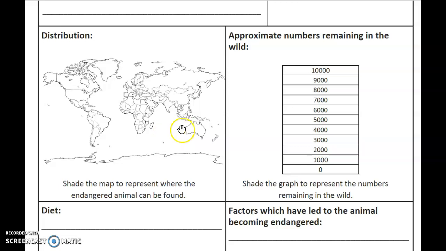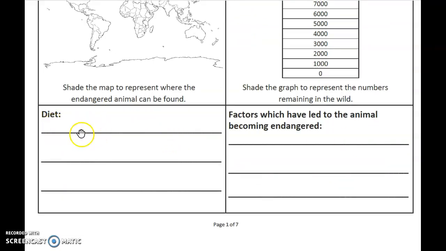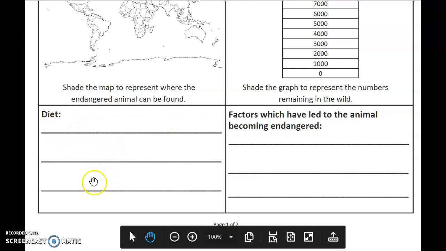Here you have the approximate numbers remaining in the wild, okay? So you colour in the correct number approximately, okay, for how many are remaining in the wild. This is their diet. What do they eat? Write down some words to say what they eat here, or you can draw pictures if you want.